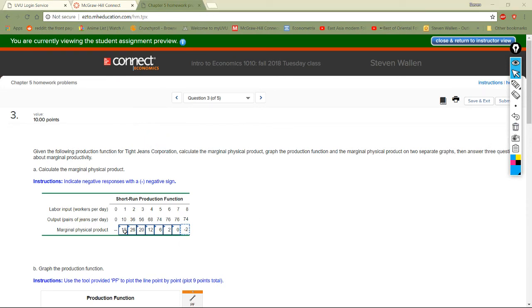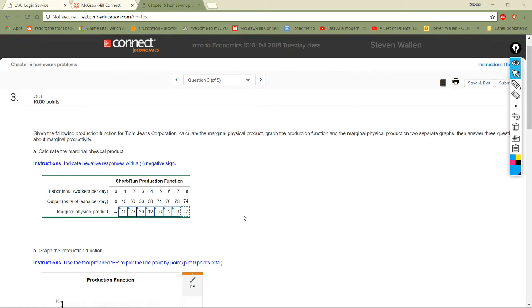Alright. So as you can see with our efficiency right here, we're getting more efficient, and then all of a sudden it drops down. We're from 26 to 20 per worker, 12 per worker. And this is the additional worker. It's the marginal. It's the one we just added. And then 2, then 0, and then -2 adding the additional worker. So it's not per worker, it's per additional worker. That's where you get marginal from.